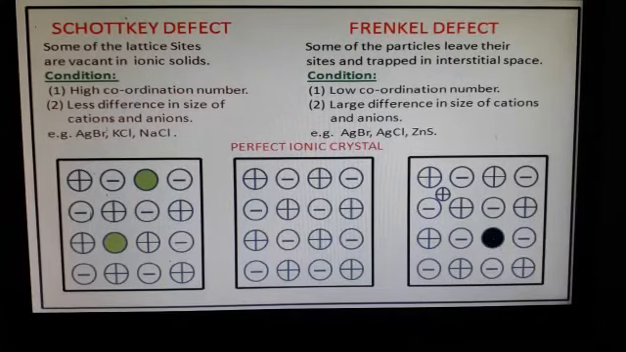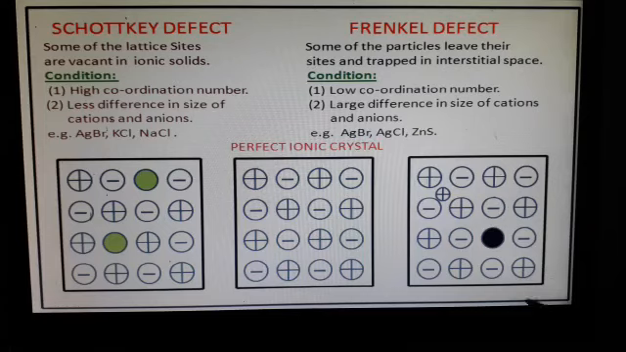You can see this black dot. What does this black dot mean? This is the position of cation. So cation is missing from this place, but this cation is present in this interstitial site, interstitial space. It means in such type of defect, cations are missing from their site, but they are not leaving the crystal.